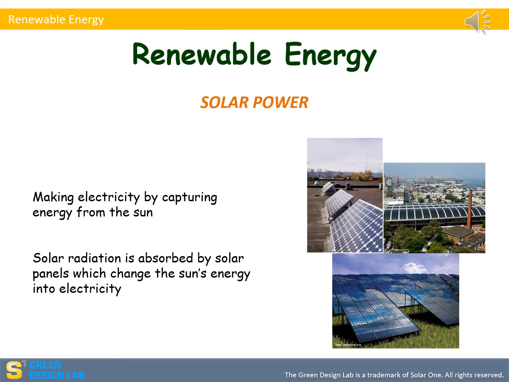Solar power is the number one source of energy on Earth. People have been using the sun's energy for as long as we've existed. The rays of sunlight that reach the Earth can be changed into other forms of energy, such as heat or electricity. Solar radiation is absorbed by solar panels, which can change the sun's energy into electricity.